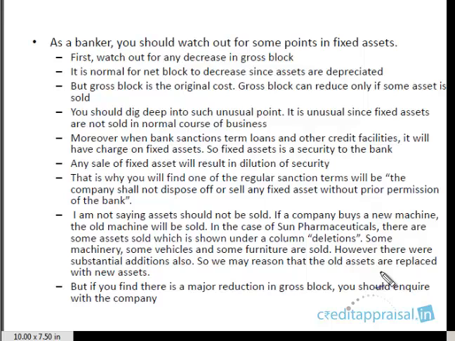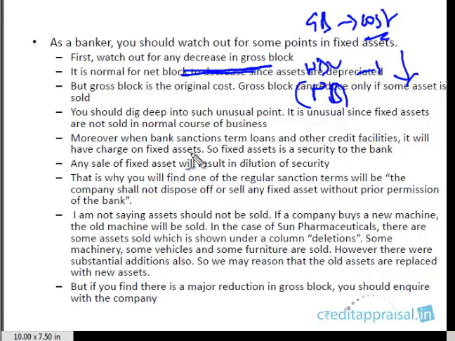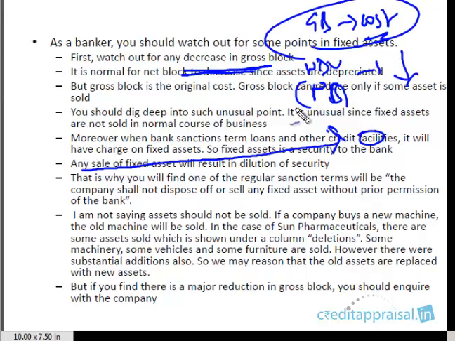Now, as a banker, there are a couple of points which you need to watch out for in the fixed assets. Whenever you see fixed assets in a balance sheet, one, gross block should not decrease. Please understand what we're saying. Gross block is the original cost of the machinery purchased. It's not the depreciated cost. WDV, the net block, is the depreciated cost. This can decrease because you are writing it off slowly, so it goes on decreasing and ultimately becomes zero. That is different. But gross block is something which will not decrease.